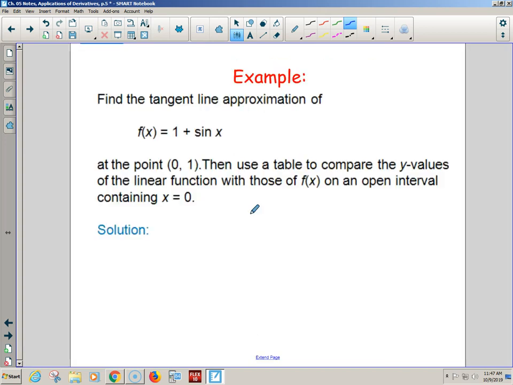So, let's check it. What if they said, find a tangent line approximation of f of x equals 1 plus sine of x at the point (0, 1). Then use a table to compare the y values of the linear function with those of f of x in an open interval containing 0. This example is kind of weird because it's kind of ambiguous. Use a table. What? Let's start off just making the tangent line approximation. Find me L of x. Go.